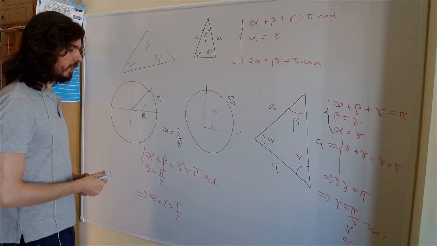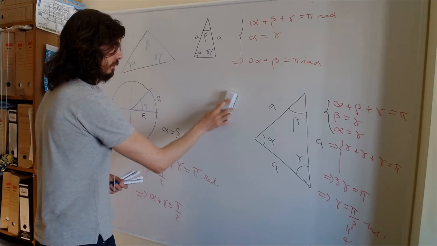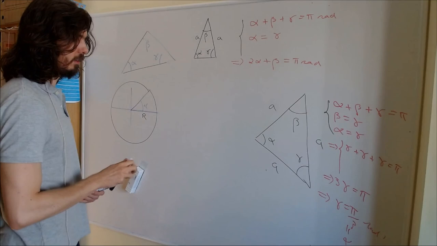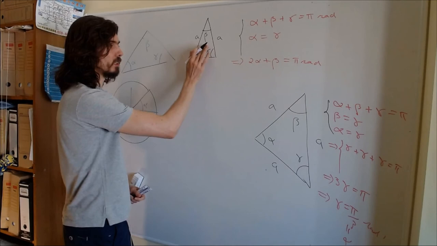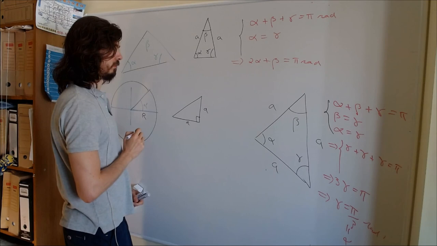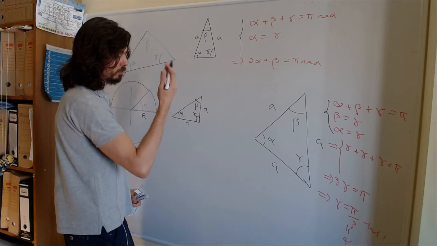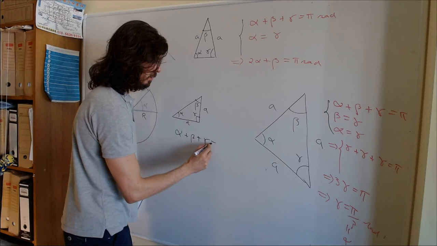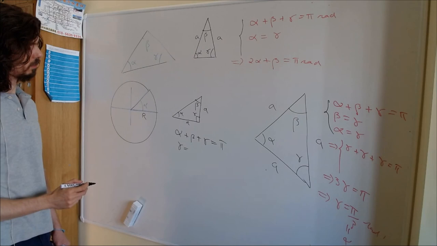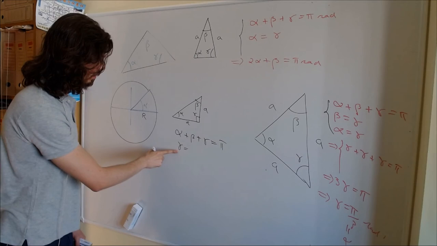Let's just consider one last example before we go. These are the special triangles that we are talking about, and we'll see why they are special later. Let's say a triangle similar to this, but with a right angle. This side, A, is equal to this side. This is a right angle. This is alpha, beta, and gamma, of course, is 90 degrees. So alpha plus beta plus gamma is equal to pi. What is alpha? Gamma is equal to pi over 2.